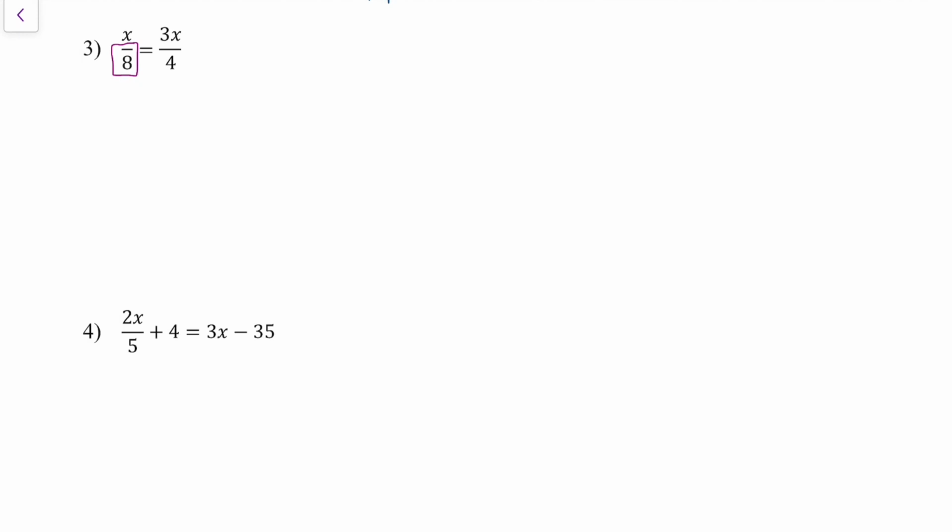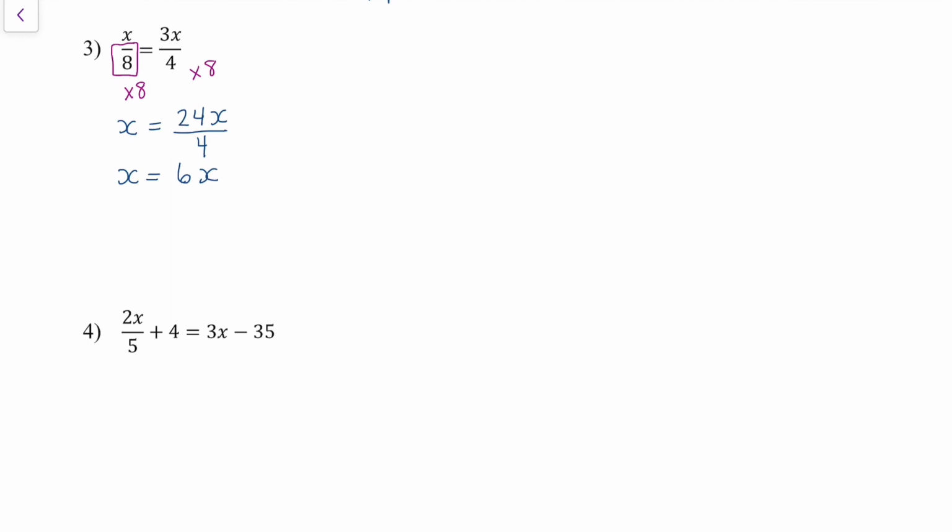So I'm going to times by 8 on both sides. And so on this side, I'm left with x. And on this side, I'm left with 3 times 8, which is 24, x over 4, which I can actually simplify even further into saying 6x. 24 divided by 4 gets us 6.